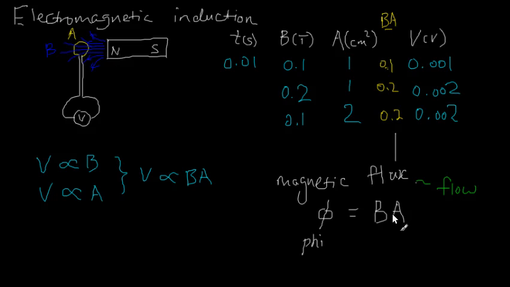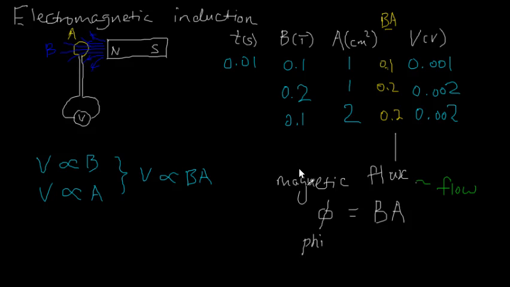And if you think about it this way, if you think about these lines as if they have water flowing, then if I have a bigger area, we might imagine that there'll be more water going through the loop. So that's why it makes sense that B times A is a way to measure how much of this magnetic field goes through the loop.